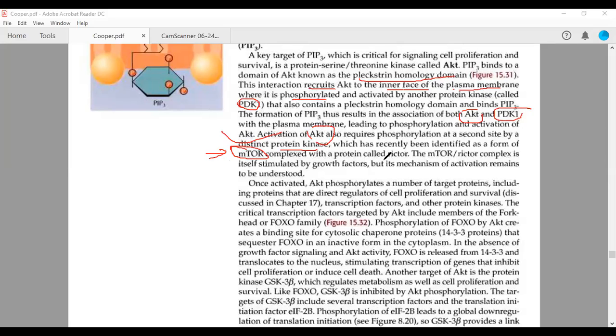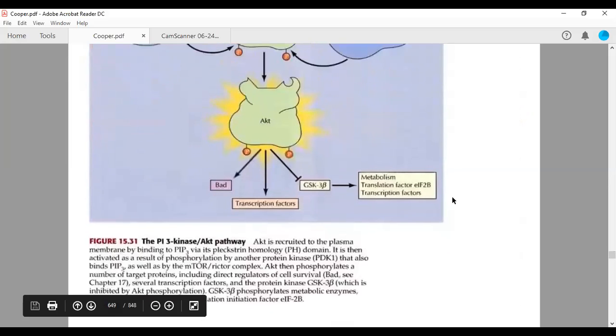It forms a complex with a protein called Rictor. So there is another protein complex. mTOR is forming a complex with Rictor, and it will phosphorylate AKT so that it can be activated. The mTOR-Rictor complex is itself stimulated by some growth factors, but its mechanism of activation remains to be understood. So we do not know the mechanism of how it is activated, but it is known that this mTOR is forming a complex with some Rictor protein.